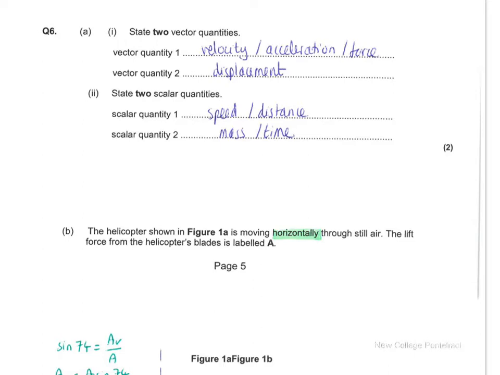Scalar quantities, some possibilities are speed, distance, mass, time, but there are others as well. Part B.